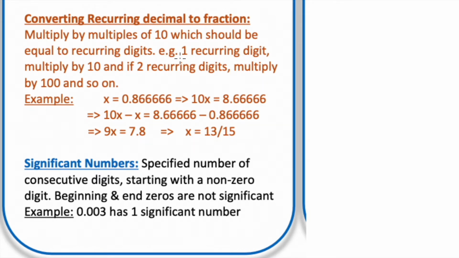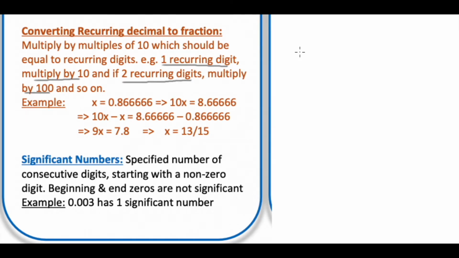For example, if you have one recurring digit, you have to multiply by 10. If you have two recurring digits, you have to multiply by 2 tens, means 100. If there are three recurring digits, you have to multiply with 1000. Let's take an example. 0.8666 and so on. So let's suppose we have to convert this decimal into fraction.